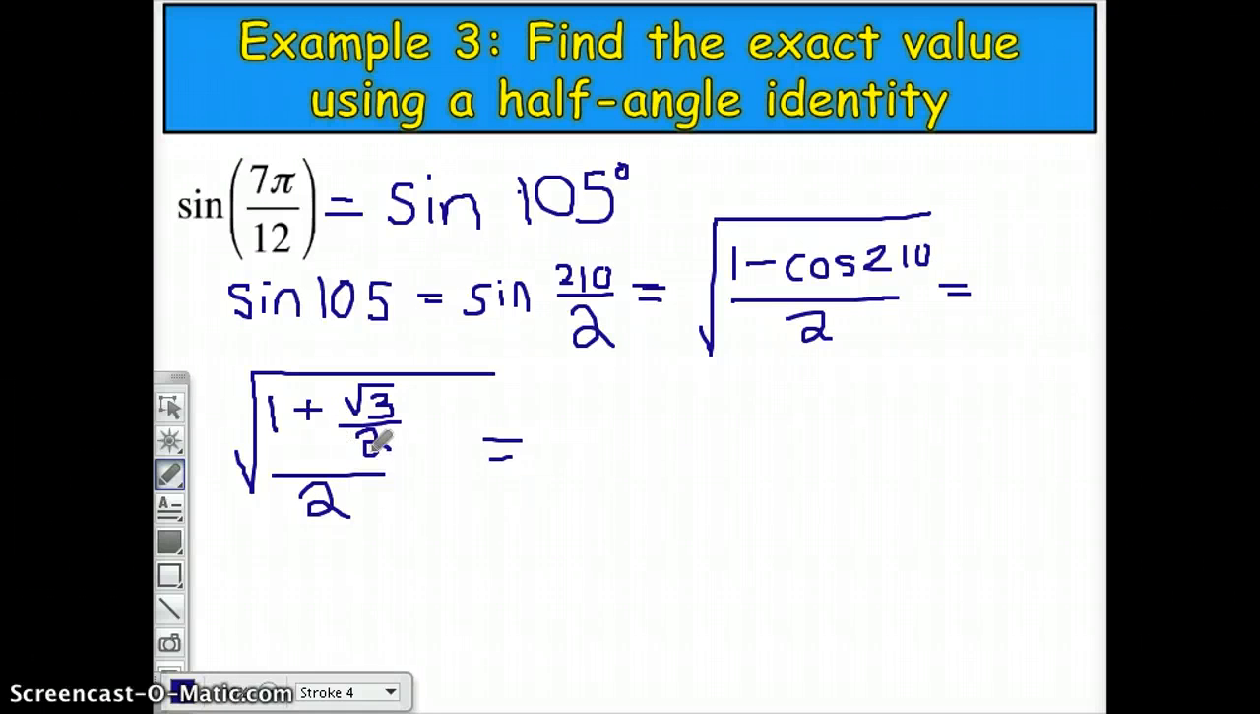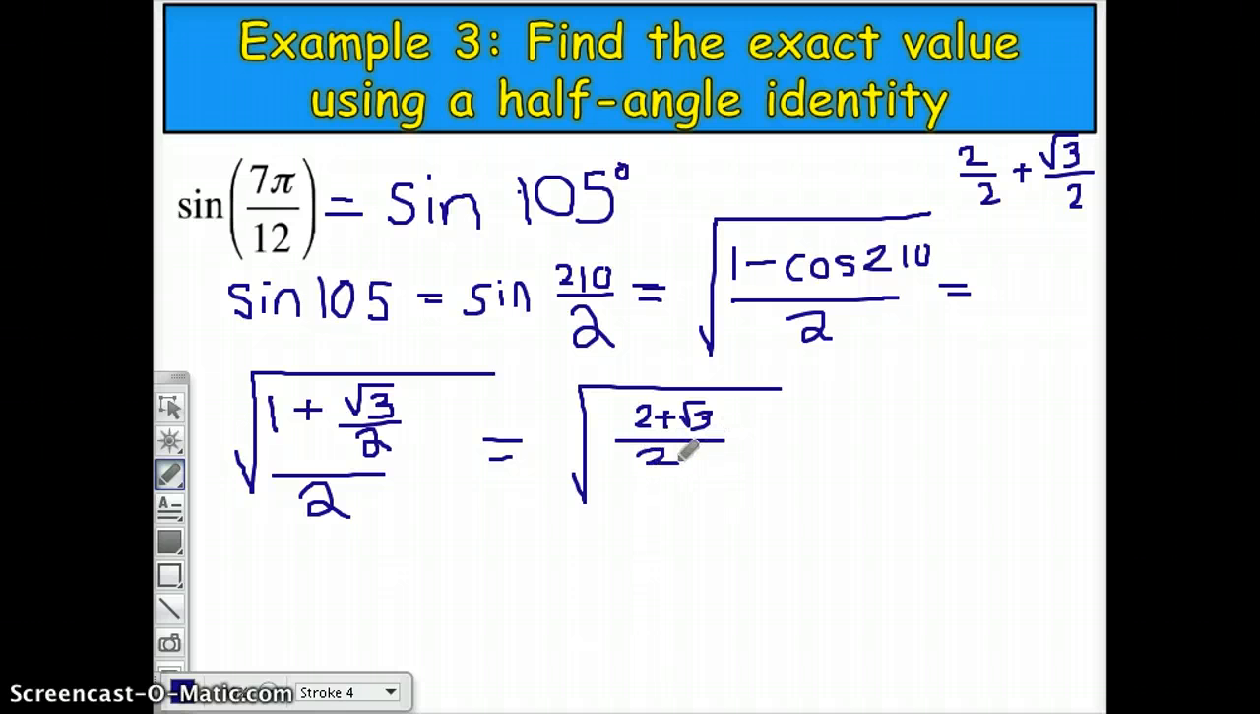The first thing I'm going to do is make a common denominator in the numerator, and combine that. So the common denominator would be 2. So that'd be 2 over 2 plus root 3 over 2. So that'd be 2 plus root 3 over 2. Okay, that's what I'll do first. 2 plus root 3 over 2 all over 2.